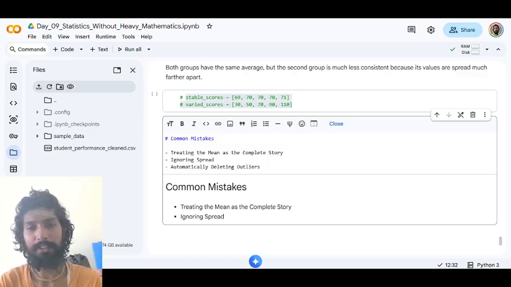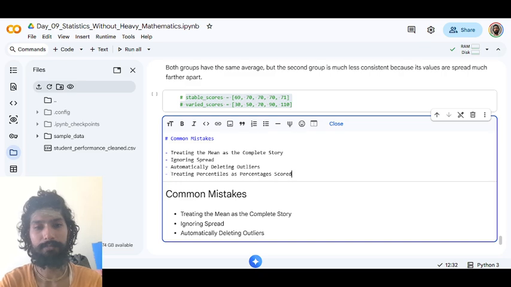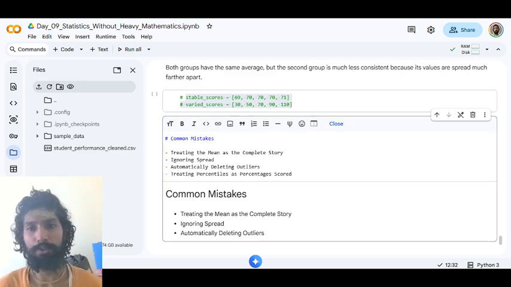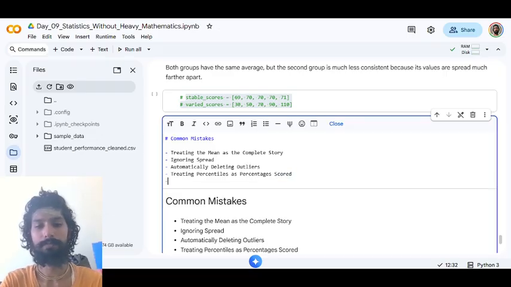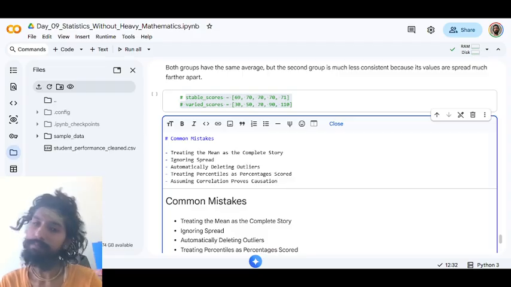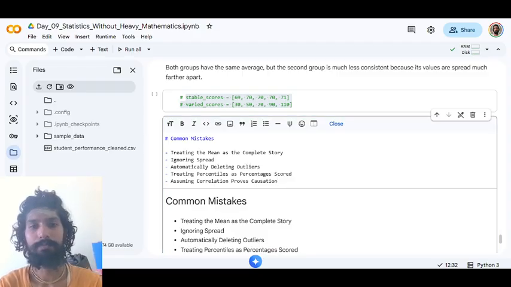Fourth mistake is treating percentile as percentages scored. The 75th percentile does not mean that a student scored 75%. It describes the student's position relative to the dataset. Fifth mistake is assuming correlation proves causation. Two variables moving together does not prove that one causes the other.